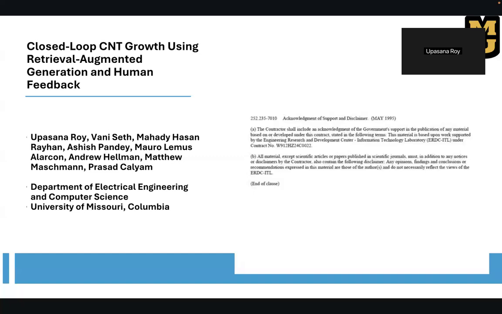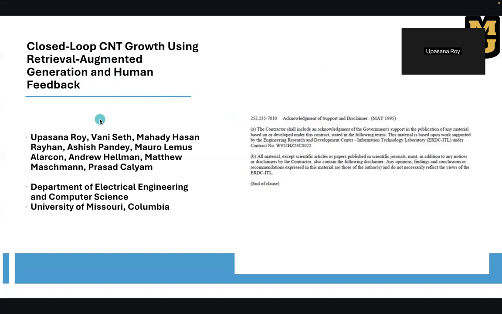This project has been funded by the ERTC, which is the Engineering Research and Development Center. And as you can see here, this is our acknowledgement as a token of thanks to them. The name of our project is Closed Loop CNT Growth using Retrieval Augmented Generation and Human Feedback.